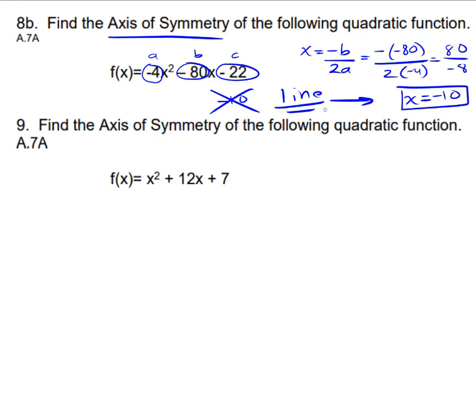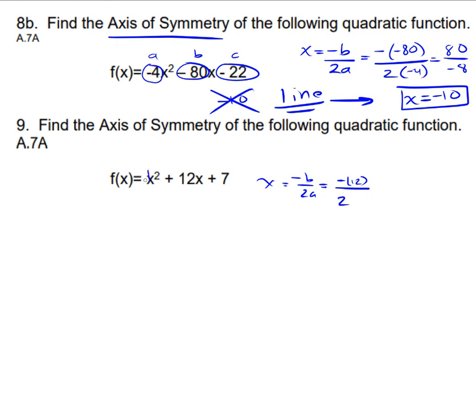Okay, once again, with this one it would be the same thing. Negative b over 2a is equal to x. So this would be a negative times 12, over 2 times my a value. There's no a value listed.